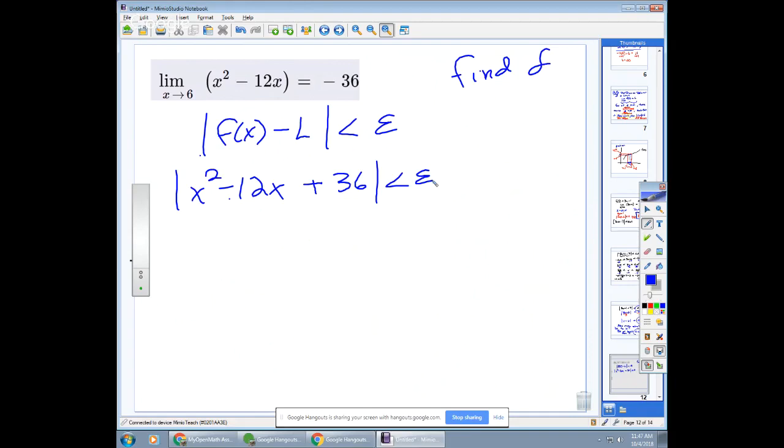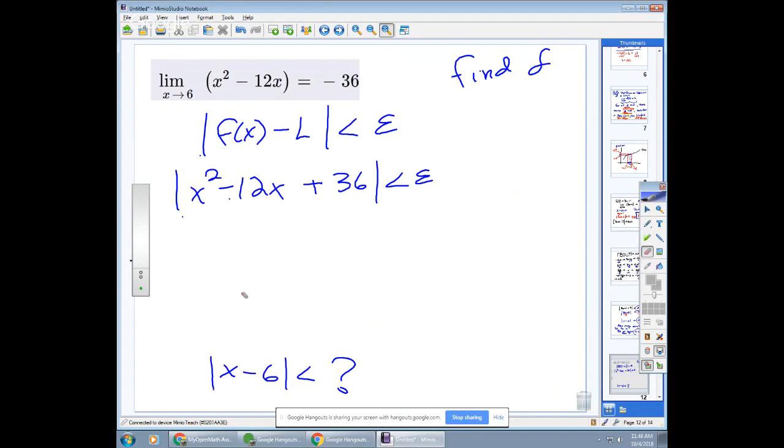So somehow I need to do some work and end up with, let's see, a is 6. I need an absolute value of x minus 6 to be less than something. I need to make this look like that. That's the goal. So, there are multiple ways to attack this.